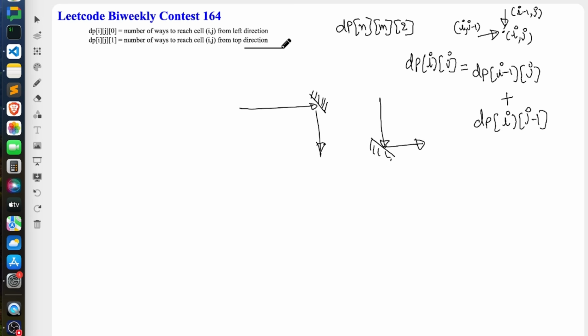And that is why, to tackle this direction, I used one extra dimension in the DP array. So now it will look like dp of i, j, 0. So 0 means the number of ways to reach cell i comma j from the left direction. And dp of i j 1 means the number of ways to reach cell i comma j from the top direction, right? So let's see how the recurrence relation looks.